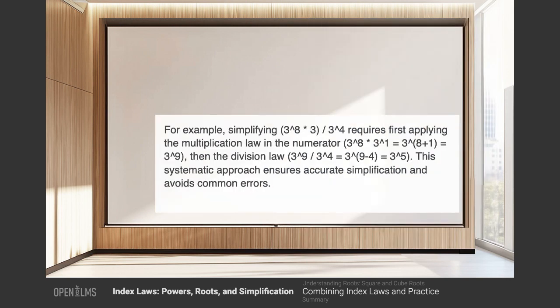For example, simplifying (3^8 × 3) ÷ 3^4 requires first applying the multiplication law in the numerator. 3^8 × 3^1 equals 3^(8+1) equals 3^9. Then the division law, 3^9 ÷ 3^4 equals 3^5. This systematic approach ensures accurate simplification and avoids common errors.